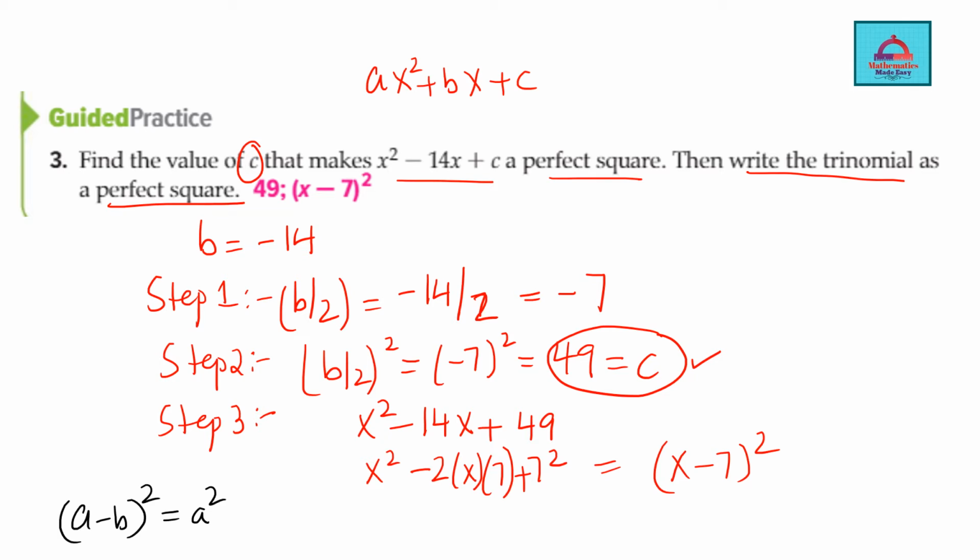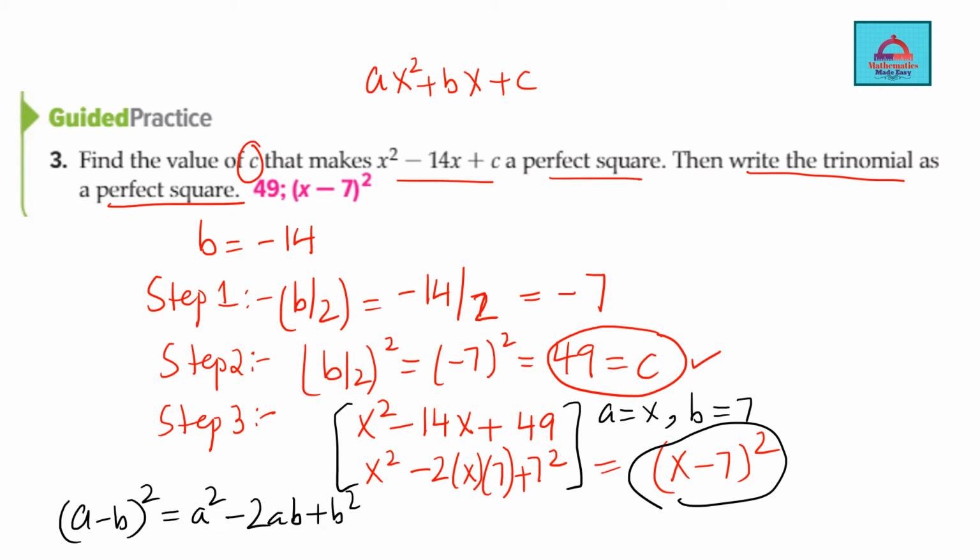We are going back to algebra and its expansion is this. So in this problem, a, the first term, was x, and b, the second term, was 7. So the answer is this. This is the perfect square trinomial. So I hope you have understood this method nicely.